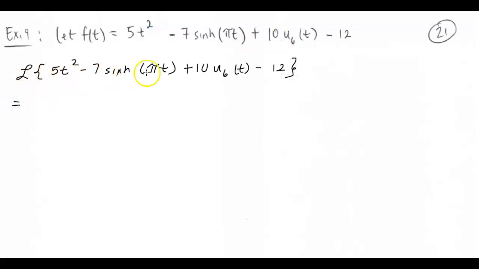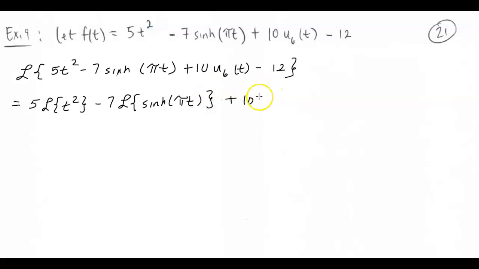Of course, here we can take each term, and the constant multiple we can just leave on the outside. Of course, we've got our hyperbolic function here. And that's 10 times the Laplace transform of u6, and that should be u6 of t. So let me fix that. And then minus 12 times the Laplace transform of 1.